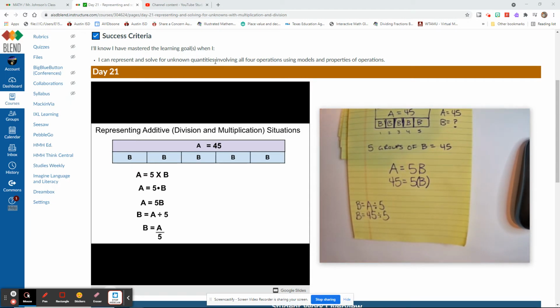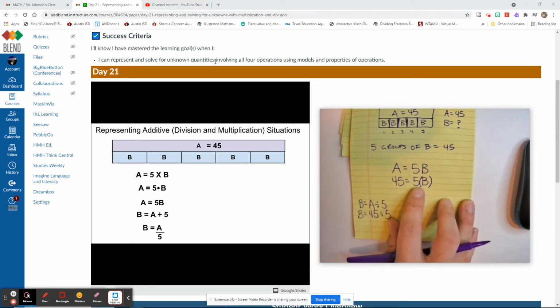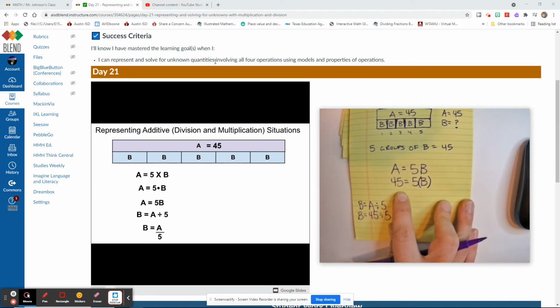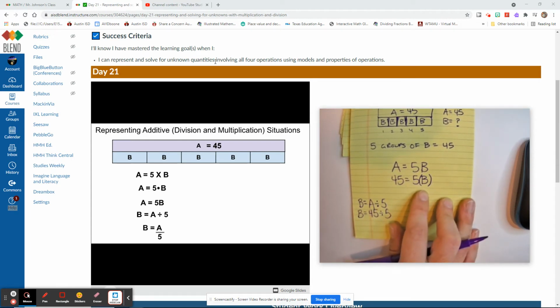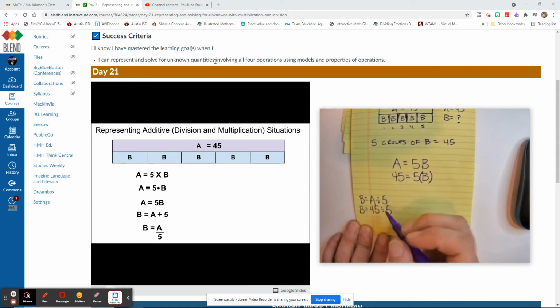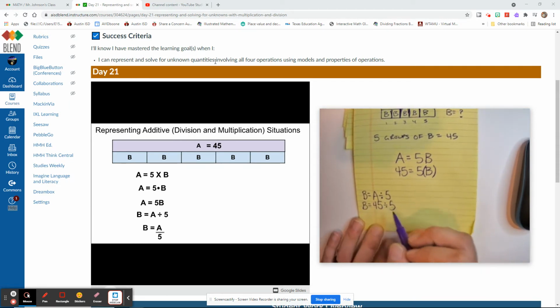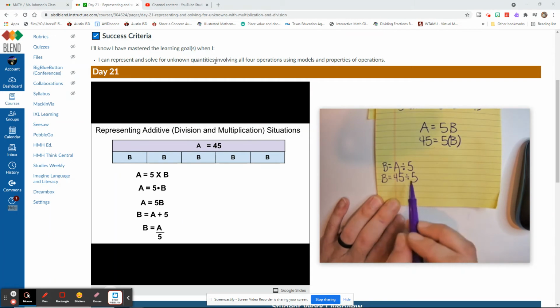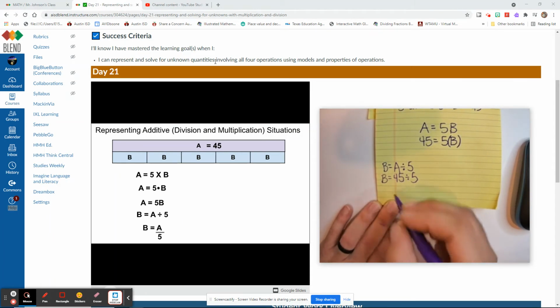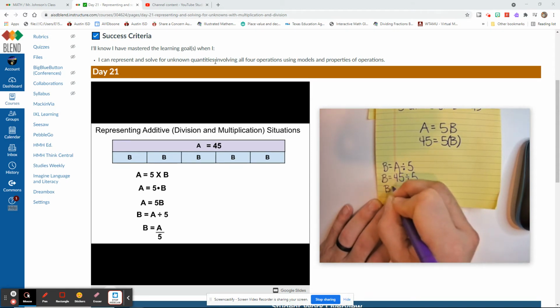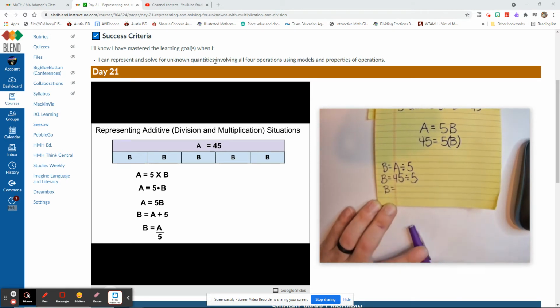So both of these equations will find us the answer. If you're really good with your math facts already, then you're probably thinking, well, I know that 5 times a certain number equals 45, and you could already figure out what B is, right? But if you're still working on your math facts, you might have an easier time thinking about this. How many groups of 5 go into 45?